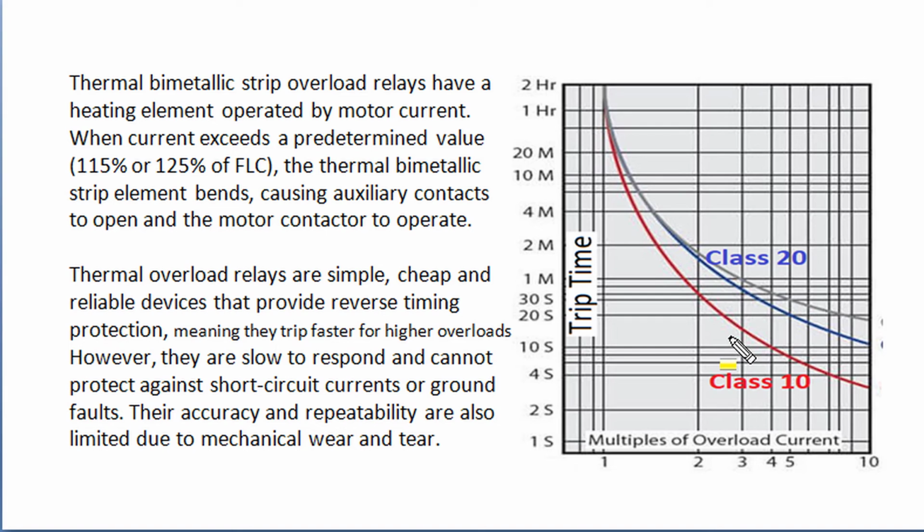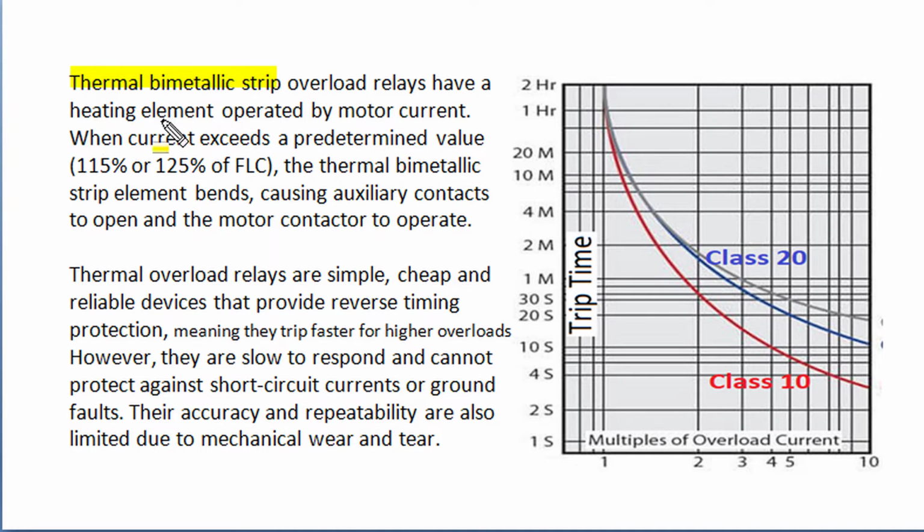Most commercial motors have a thermal bimetallic strip overload relay, which has a heating element that operates from the motor line current. When the current exceeds a predetermined value, say 115 to 125% of full load current for a specified time, the thermal bimetallic strip element bends, and that causes the auxiliary contact of the contactor circuit to open, and that operates the contactor to disconnect supply from the motor.